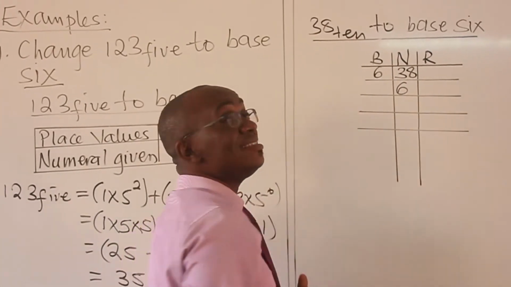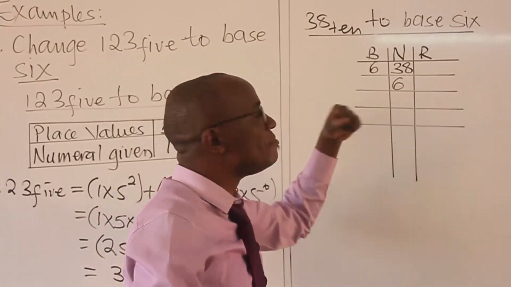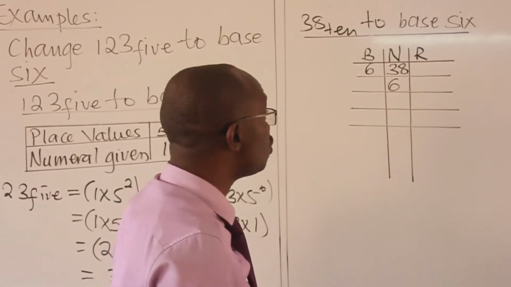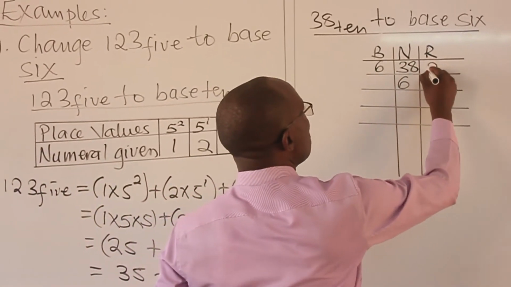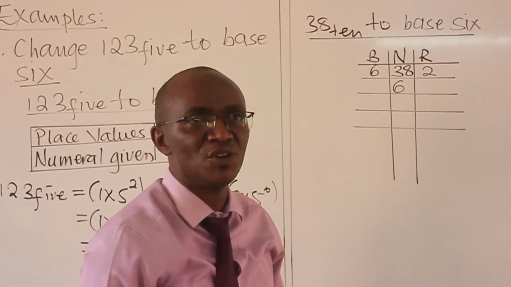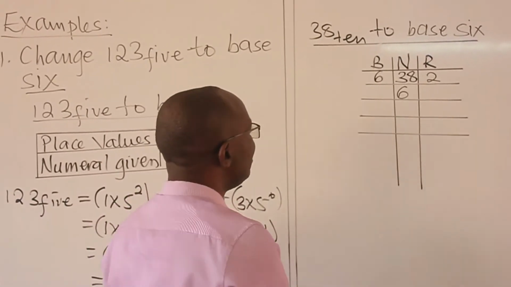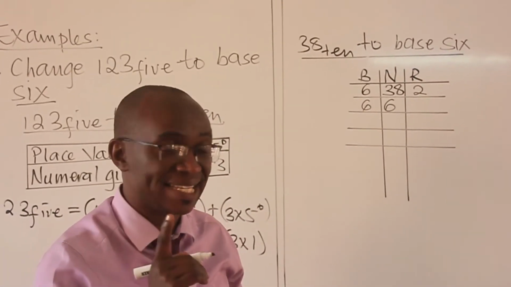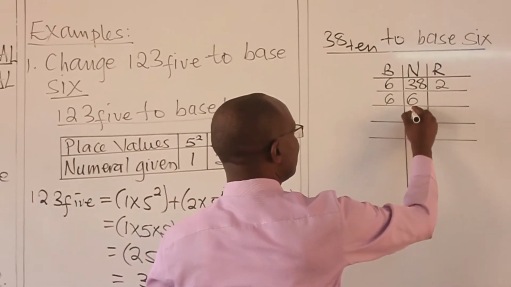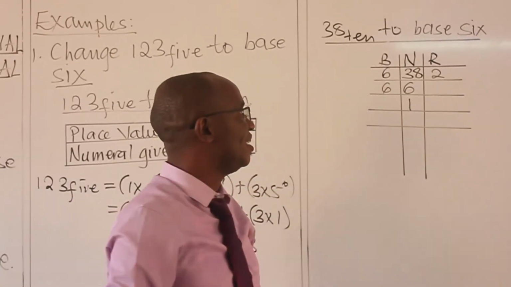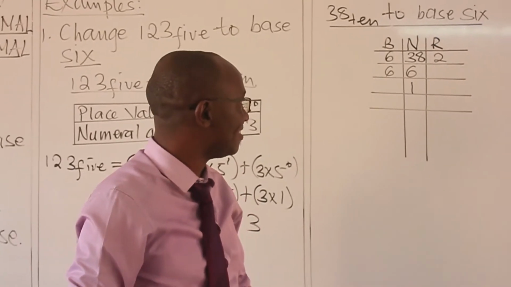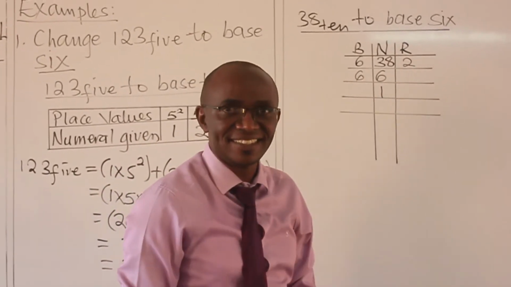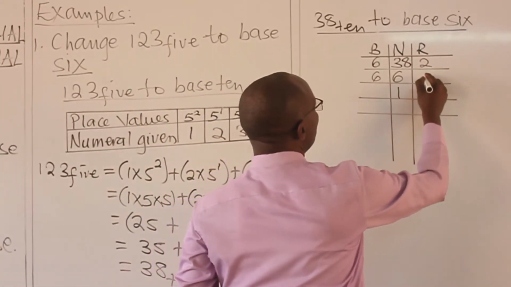6 times 6 is 36. 38 minus 36 is 2. So the remainder is 2. So we write 2 on the side of the remainders. So we can still divide by 6. 6 into 6 once. 1 times 6 is 6. 6 minus 6, 0. So the remainder is 0.